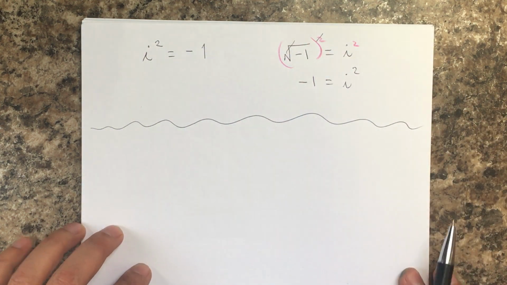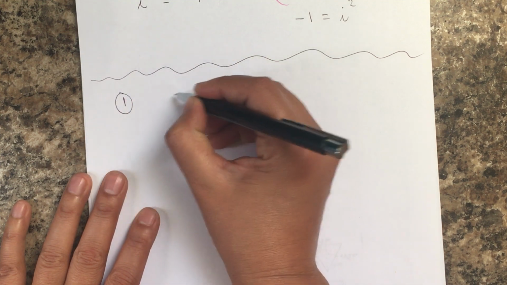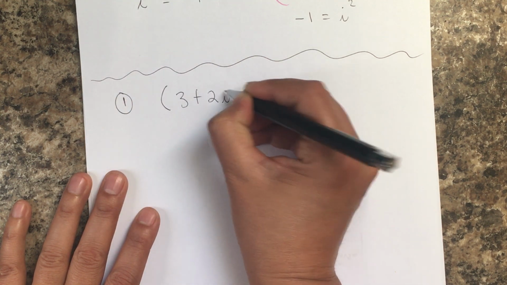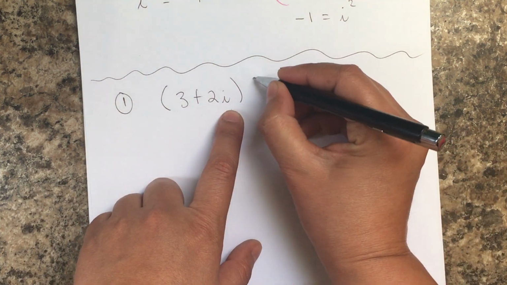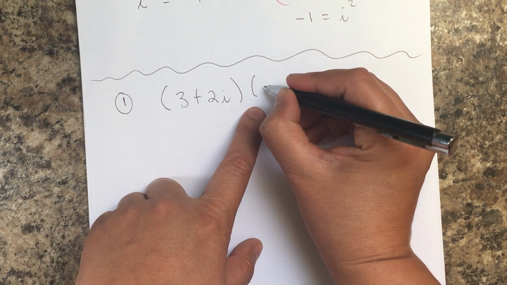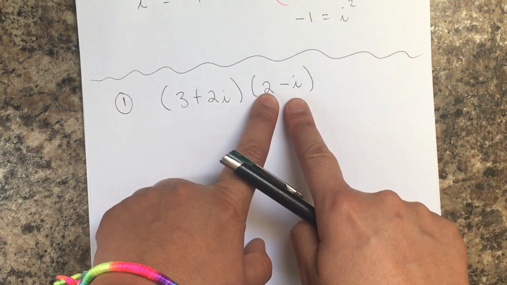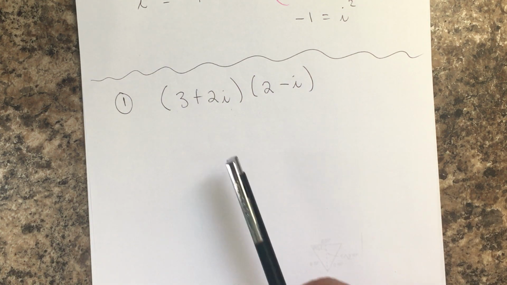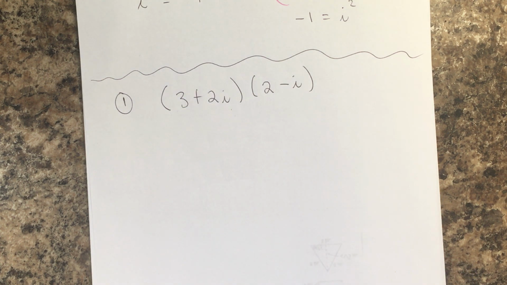So let's put that into practice. So we have 3 plus 2i. That's a binomial, meaning two terms, and we'll learn more about terms later on. 2 minus i, again two terms, so that's called a binomial. And I think you have seen it in modules as well, where we're multiplying two binomials.